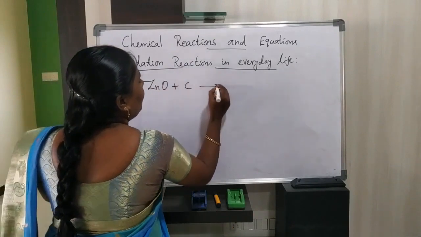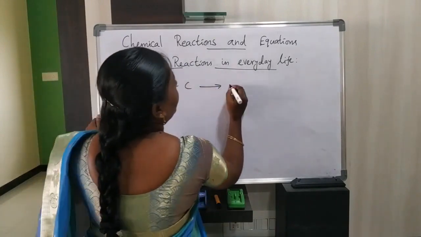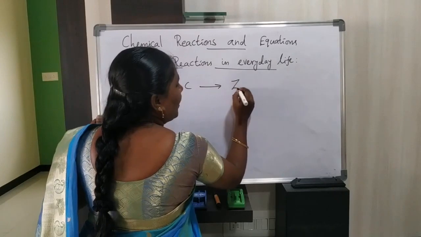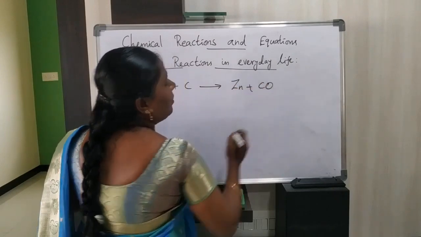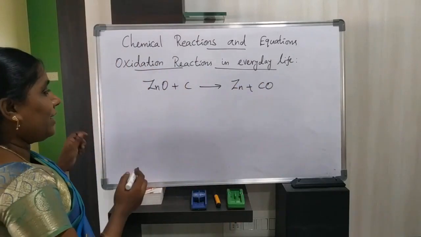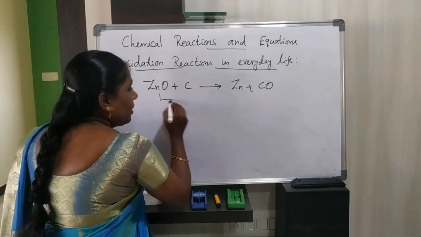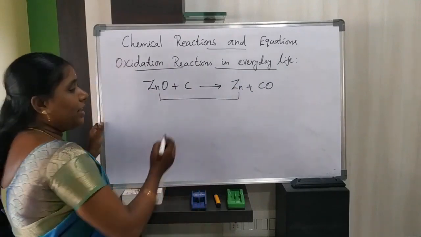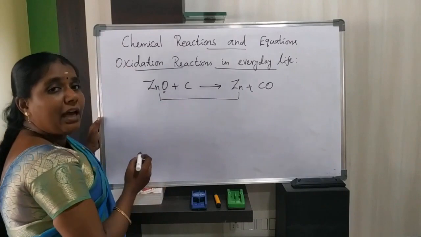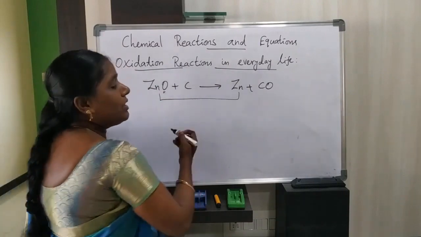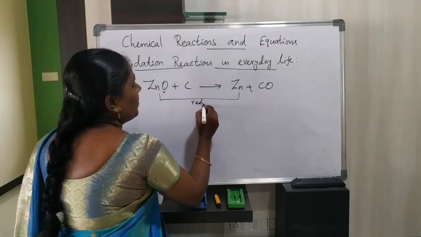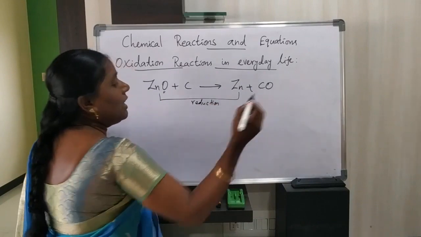For example, zinc oxide with carbon to form zinc plus carbon monoxide. We have discussed this reaction. See, comparing zinc oxide and zinc, what happens? A removal of oxygen takes place. So this is a reduction process. A removal of oxygen, reduction.